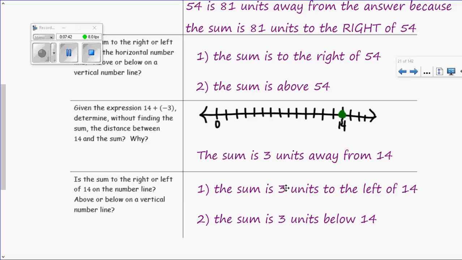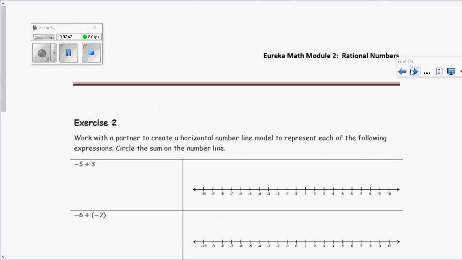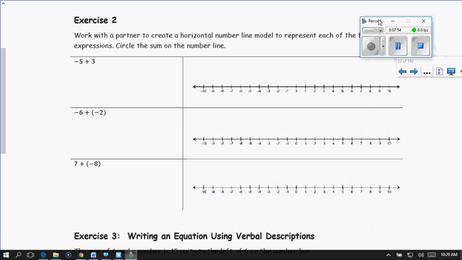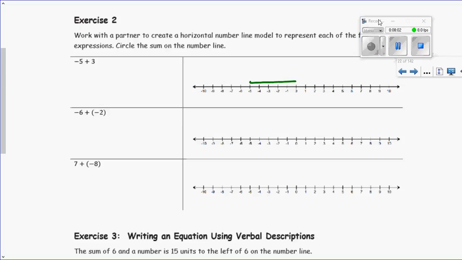I want you to pause the video and turn to page 22. You're going to try exercise 2 on your own. And you're actually going to use these horizontal number lines to represent -5 plus 3 and -6 plus -2. To get you started, I'm going to show you, don't forget, you want to go from 0 to -5 as your first line. And then you want to go 3 to the right for your next line, right above it. Okay, so start here and go that way. Okay, you can pause it right now and try it, and then I'll show you the answers, and you can see if you got them right.